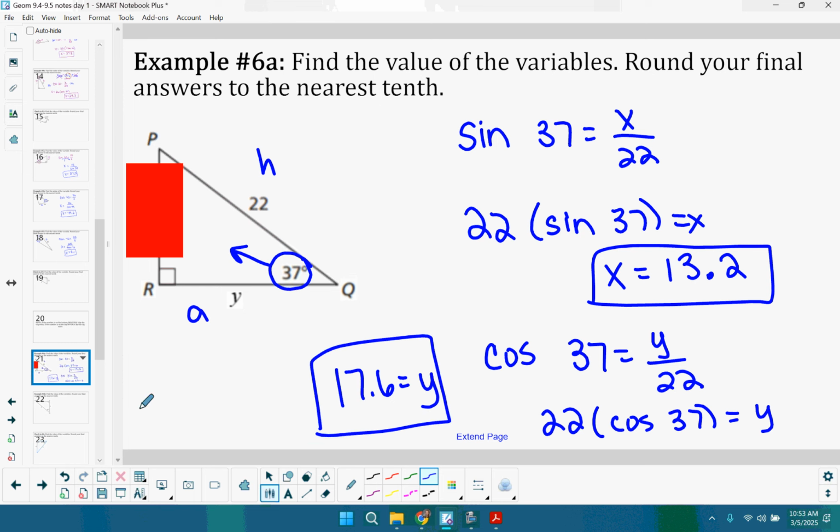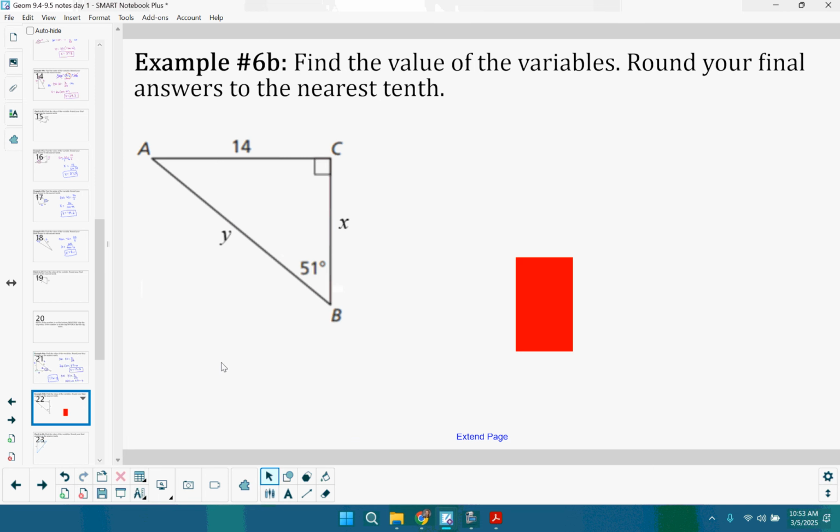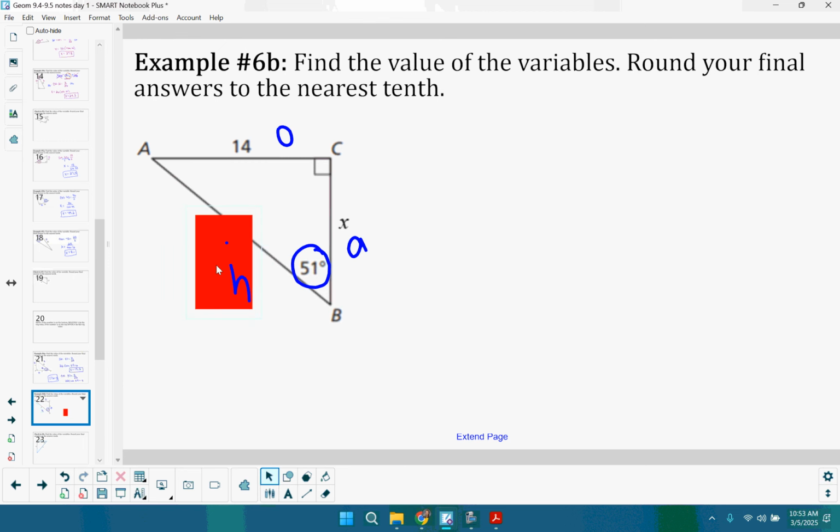We'll do another one together. I'm going to grab my little box and drag it to the next problem. Okay, so in this one, the angle I'm using is the 51 degrees. y would be the hypotenuse. Opposite the 51 is the 14, and x is the adjacent. So again, when I want to solve for x, I'm going to pretend y wasn't there. So I'm only using the O and the A. O and A is tangent.